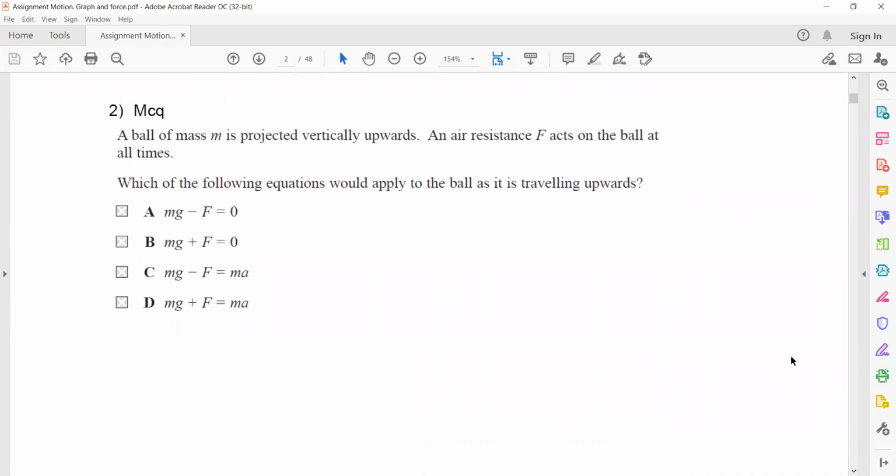In question 2, a ball of mass m is projected vertically upward and air resistance acts on the ball at all times. Which of the following would apply as the ball is traveling upward? So when it is traveling upward, the weight is acting downward, and because the direction of the motion and the direction of air resistance are always opposite, if it is moving up, the air resistance will act down as well.